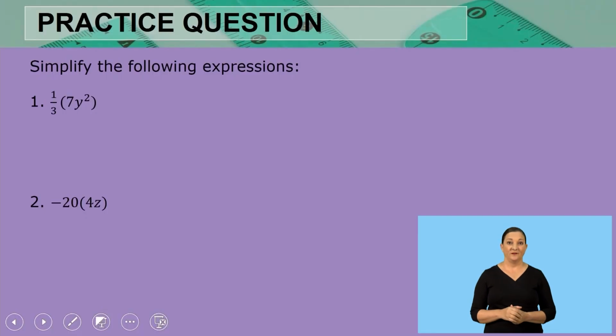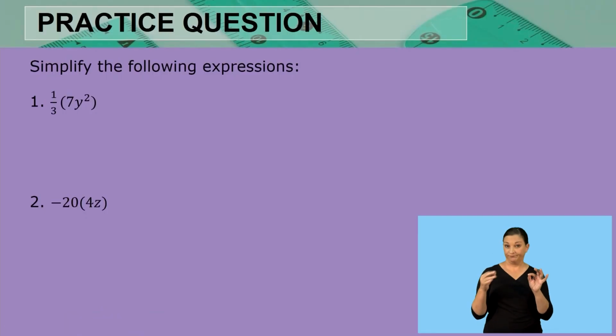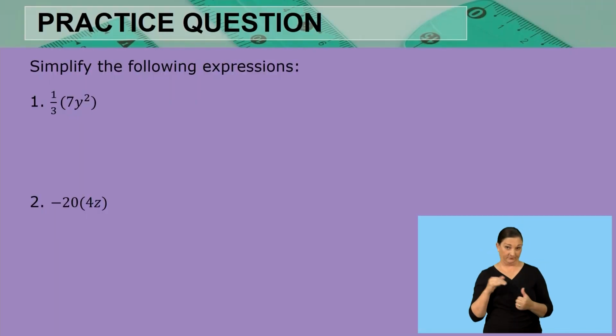Let's look at the following expressions, and we are required to now simplify these expressions. Now remember all that you've learned about multiplying monomials that are constant, monomials that are non-constant, when we are multiplying them with binomials and trinomials. So this is what we need to keep in mind during today's lesson. So for number 1 there, we have 1/3 multiplied by 7y squared.